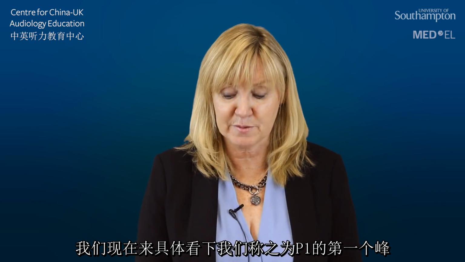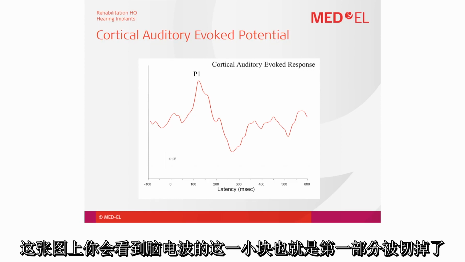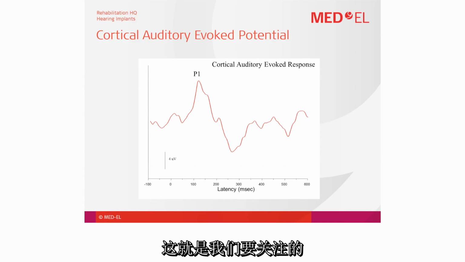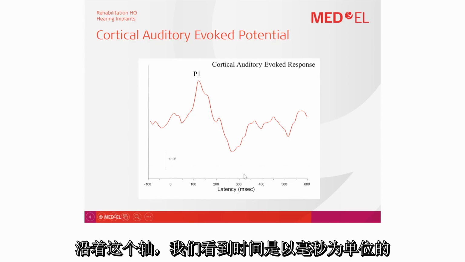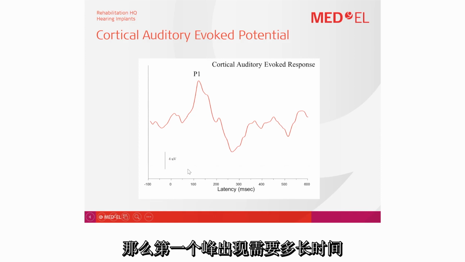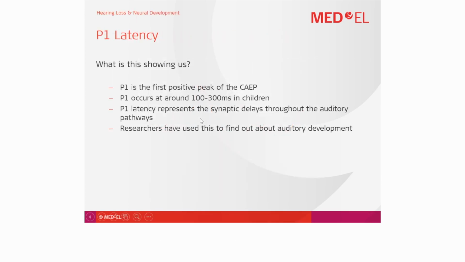So we're going to look a little bit more specifically now at the first peak that we call P1. On this graph you see a small piece, the first piece of that brainwave has been chopped off, and that's what we're looking at. Along this axis we see time in milliseconds. So how long does it take for that first peak to appear? So what does this show us?